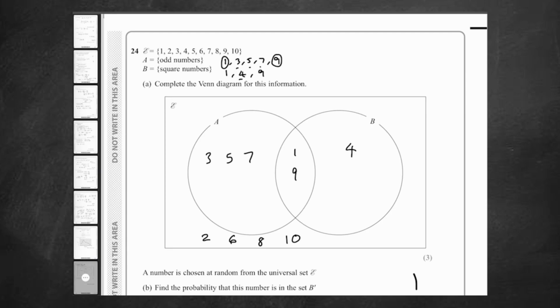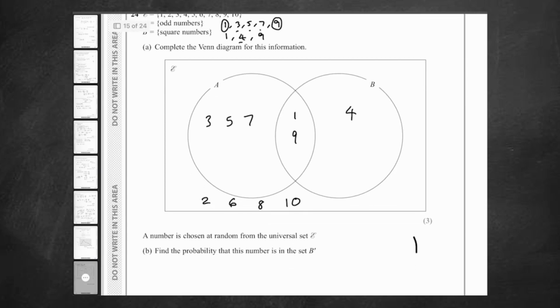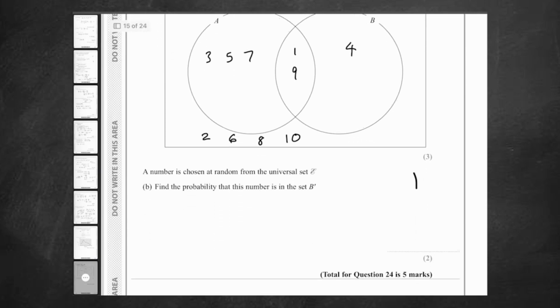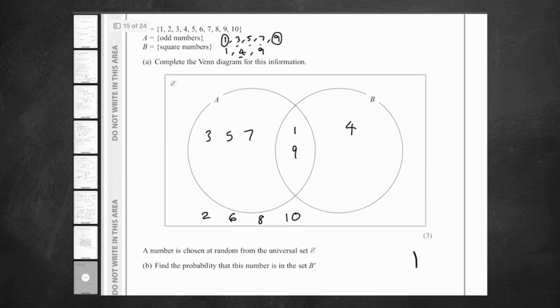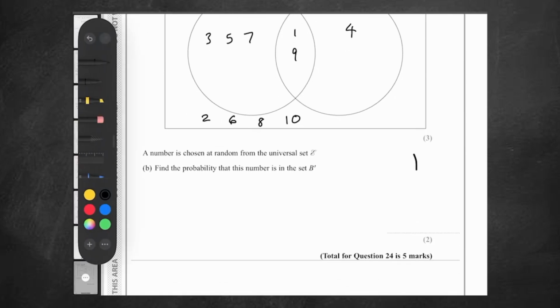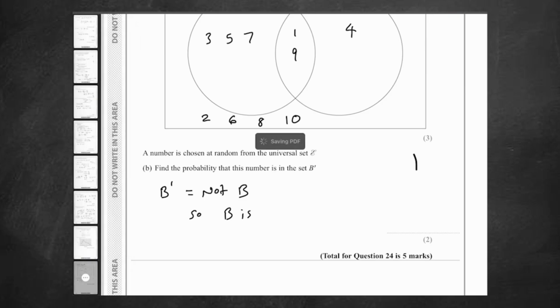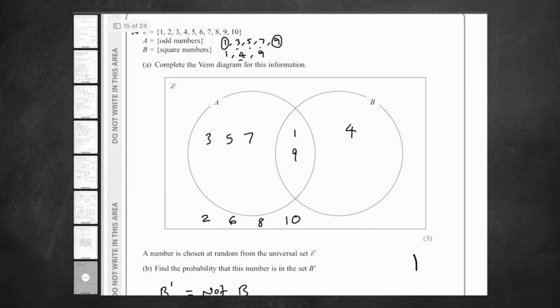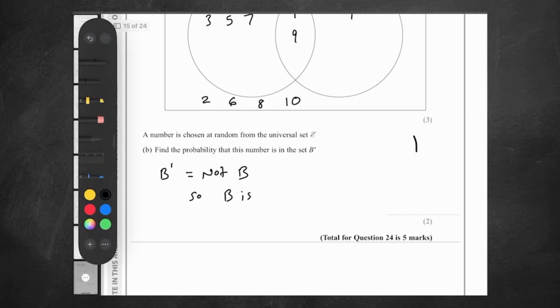A number is chosen at random from the universal set. Find the probability that this is in set B dash. So B dash would just be not in B. So I'm going to write that. B dash equals not B. I'm just going to scroll to the top here, make sure we do this right. There are 3 numbers in B, 1, 4, and 9. So B is 3 out of 10. So B dash is 7 out of 10.